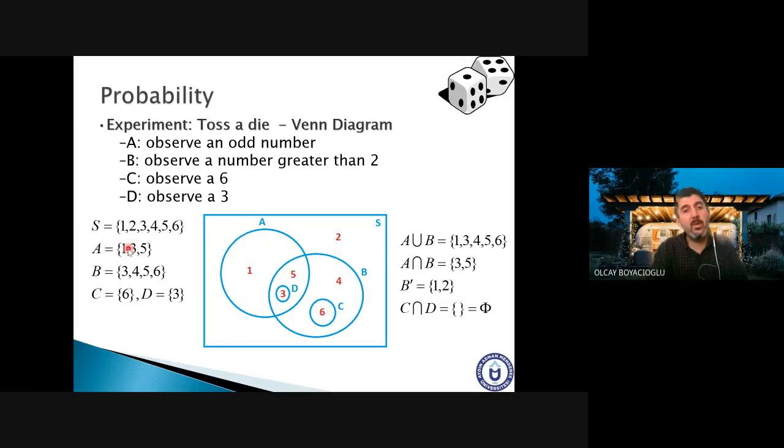And A would be 1, 3, 5. Here, 1, 3, and 5 is covered by A. And 3, 4, 5, 6 is covered by B. And also remember, 3 and 5 are in the intersection area. And 3 is also single, called D. 6 is also called C. This is the Venn diagram representation of our example.